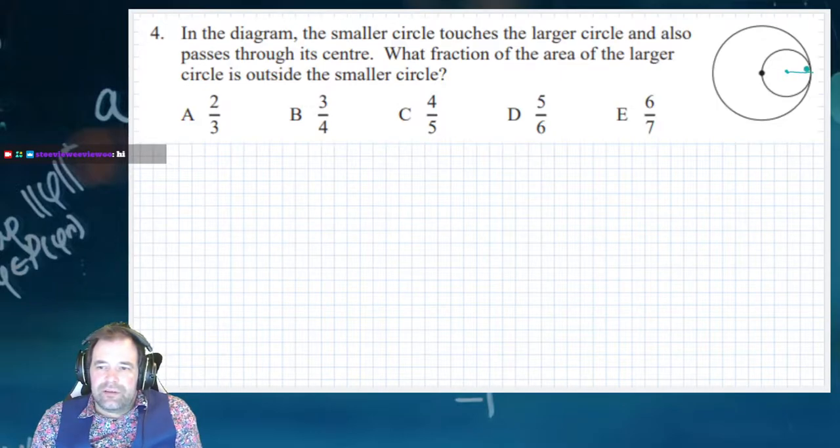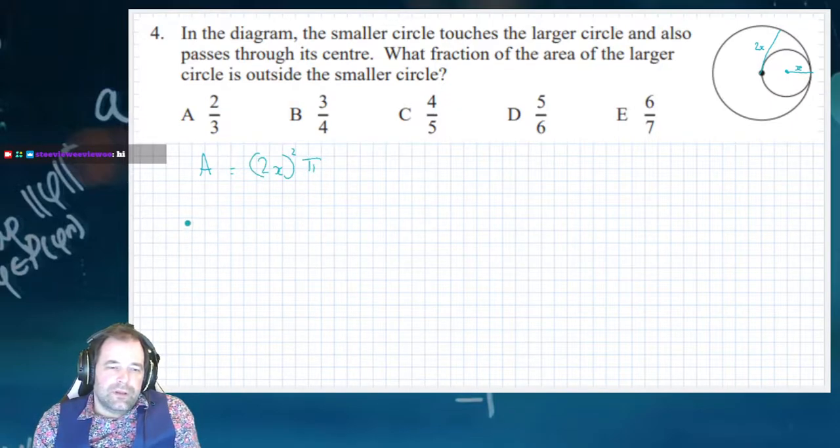Well, if this is x, then the radius of the small one is x, and the radius of the large one is 2x. So the area of the large one, I'll call it big A, is going to be 2x squared pi, and the area of the small one, we'll call it little a, is going to be x squared pi, which is 4x squared pi versus x squared pi.